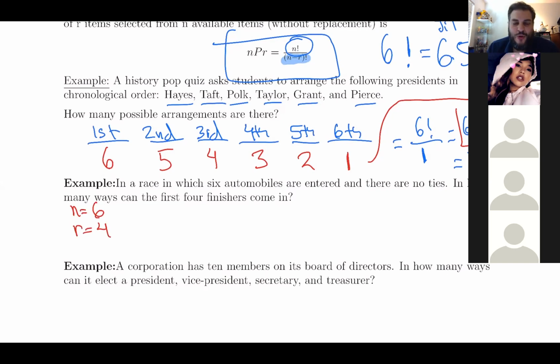And for this one, does the order matter, who comes in first, second, third, or fourth? No. Well, wouldn't it matter? Wouldn't first place mean they won the race, and second place mean they came close to first place? Yeah, so wouldn't the order right here matter? Yeah. So the order will matter. So that way this is a permutation again.